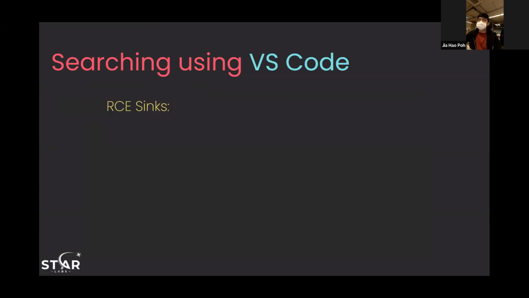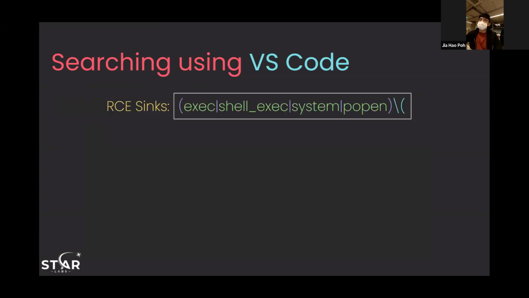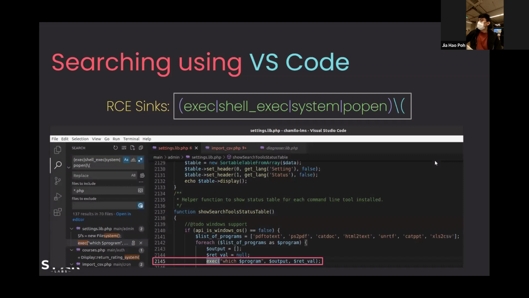So what about sinks? Just now was the source. For sinks, you can just look for the keywords. In the PHP case, we'll use the words that we saw just now, and any one of these keywords followed by an open bracket. In this screenshot, you see that we have an exec, and it uses the string variable program. If you trace backwards, it's actually from a for loop variable. And if you look further up, it's actually from a hard-coded list of arrays, so nothing there, unfortunately.